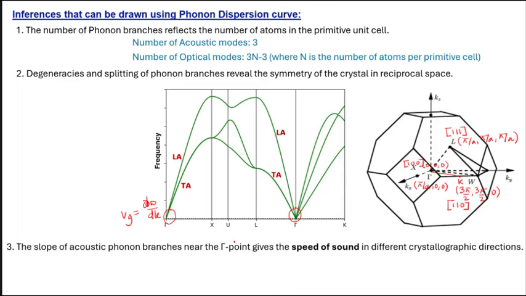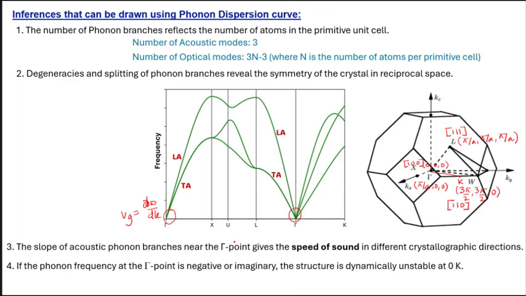There is one more valuable piece of information that can be extracted. This gamma point is a very special point in the crystal lattice, that is at k equal to 0, where the phonon frequency is always 0 for acoustic branches. Now, if you are investigating the phonon dispersion curve of a new material or a novel combination, and you find that at the gamma point the phonon frequency is negative or imaginary, then you can predict that the structure is dynamically unstable at 0 Kelvin. This is a very valuable piece of information that can be extracted by investigating the phonon dispersion.